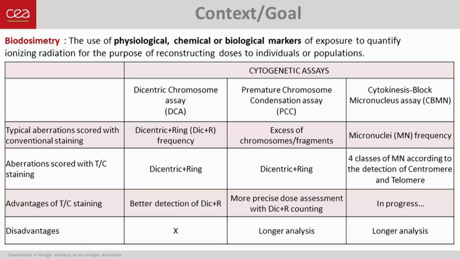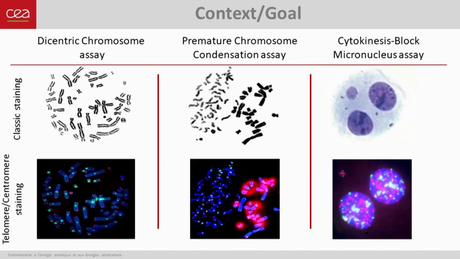The cytokinesis block micronucleus assay, or CBMN, allows the scoring of micronuclei when cells are blocked in cytokinesis. The staining of centromere and telomere enables micronuclei classification in four categories. Even if this method requires a longer time for analysis, it could improve some parameters of the analysis by providing additional information. I give you an example of the two types of staining for each of the three techniques.